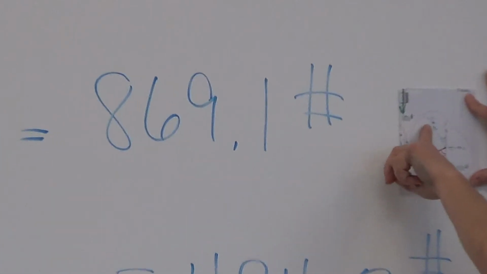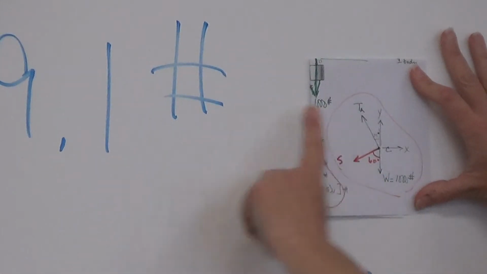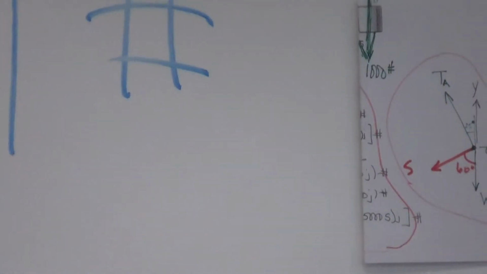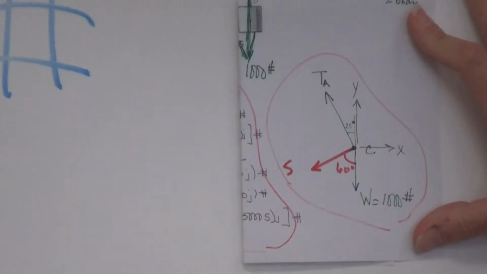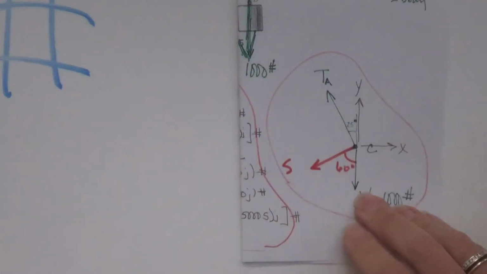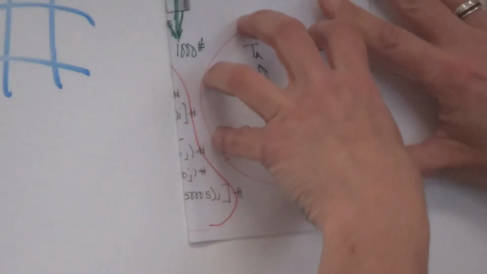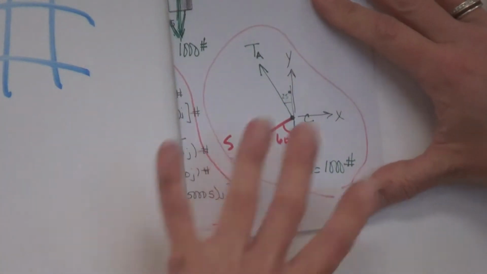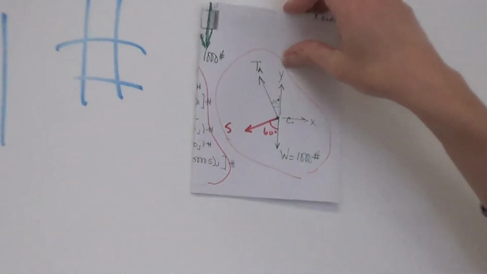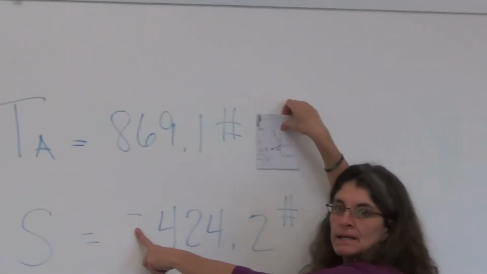So somebody who's reading this says, oh, they drew TA going up, they got a positive, oh, it's 869.1 pounds going up. Then they look at S and say, oh, the person drew it down to the left. They got a value of 424.2 pounds, but then there's a negative, so it means that S really goes up. Do you redraw your free body diagram? No, because your solution is the free body diagram you drew and the values you got. They go together.